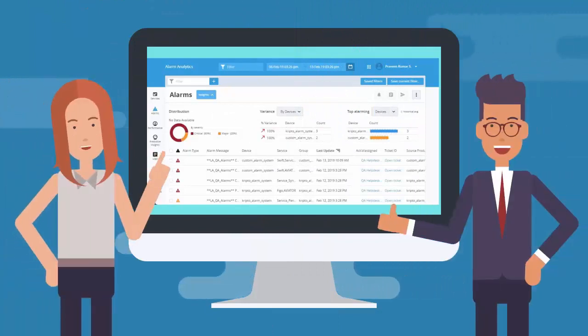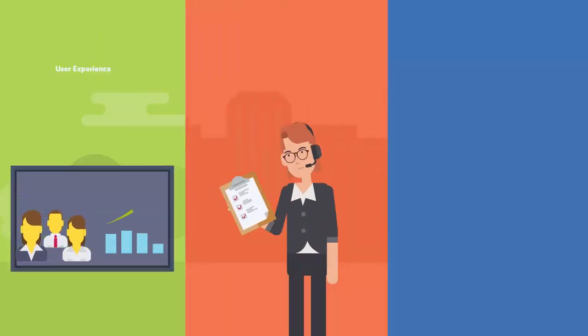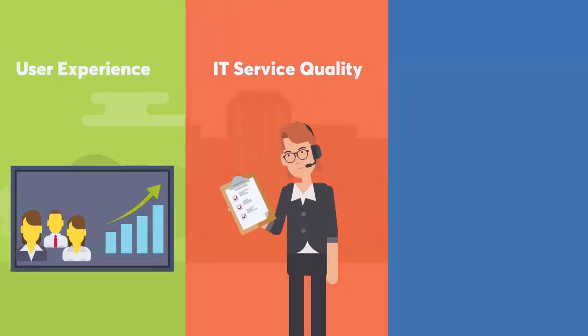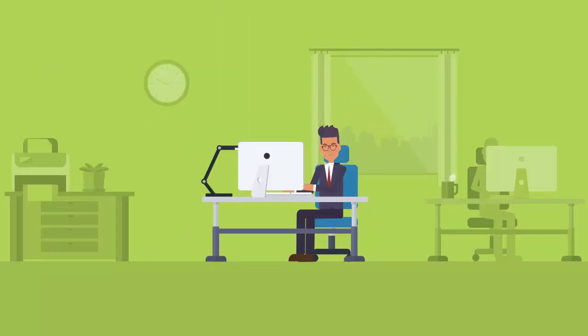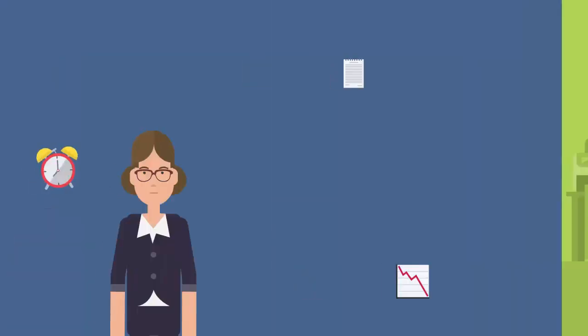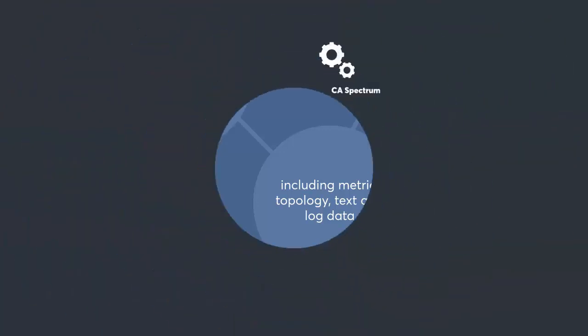Operational intelligence enables IT operations teams to make smarter, faster decisions for enhancing user experience and improving IT service quality through cross-domain contextual intelligence. Built on an open, powerful engine, it provides users with comprehensive insights by ingesting and analyzing a diverse dataset including metric, topology, text, and log data.